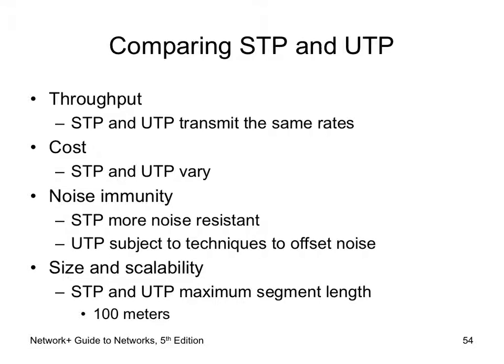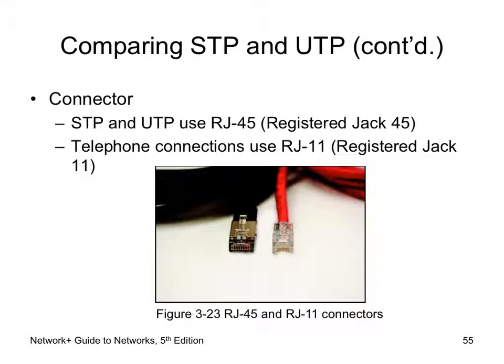It's got the copper, it's got the extra foil, and the plastic around the entire thing is a lot more expensive, a lot better. UTP, the untwisted, is subject to difficulty caused by noise. Size and scalability are about the same, 100 meters, roughly 150 feet is the max. The connector for shielded and untwisted is RJ45, the jack there. RJ12 is what's used for old analog phone cables at home, and this is RJ45.